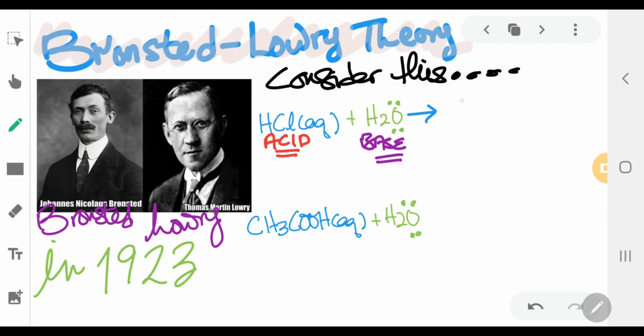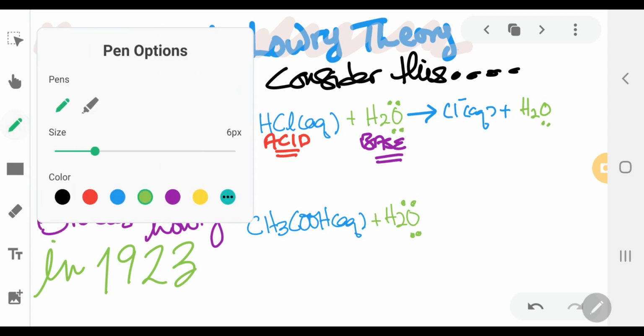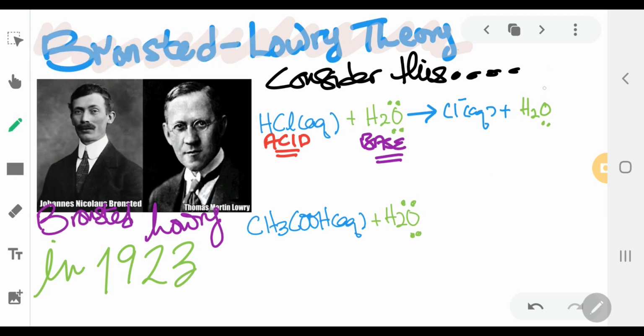Okay, we have Cl minus. Now it loses the H, and we have the H2O. We have one lone pair left, but it will take the H. So this one will be positively charged. Okay?